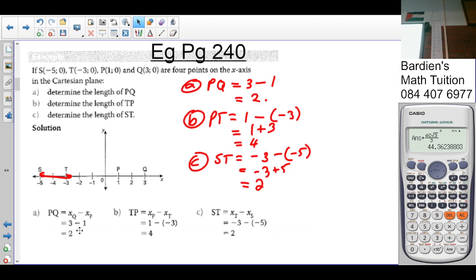Right, let's see what Mickey Mouse says here. Exactly what we did. Normally we say the bigger number minus the smaller number. So between negative 3 and negative 5, negative 3 is larger, not so? It's closer to the 0 mark.